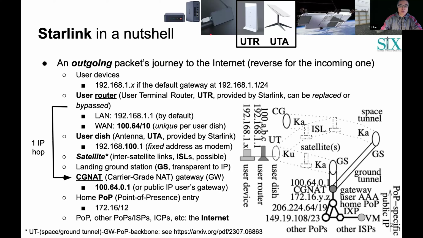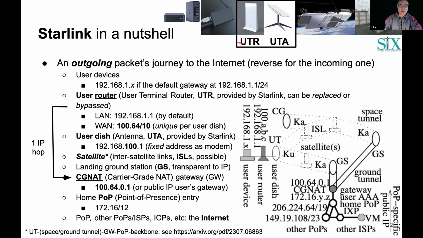When you subscribe to Starlink, this is what you receive. You have a router and an antenna you put on the roof or outside. By default, the router is at this particular address, so the devices you use will be in this particular subnet. Most people just use Wi-Fi to access Starlink. But for us, we do measurement.